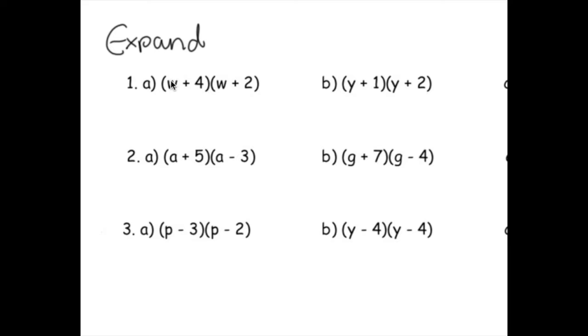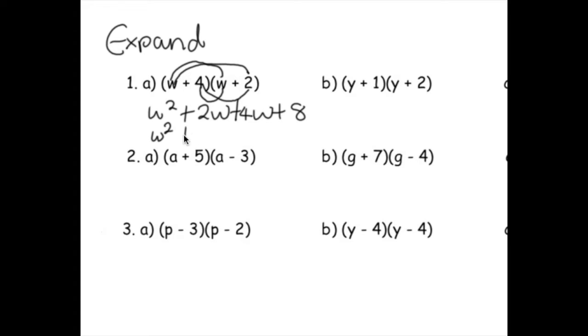So you do w times w, which is w squared, w times 2, which is plus 2w, and then 4 times w, which is plus 4w, then 4 times 2, which is plus 8. So you simplify this and it will be w squared plus 6w plus 8.